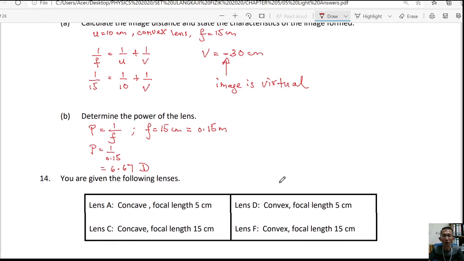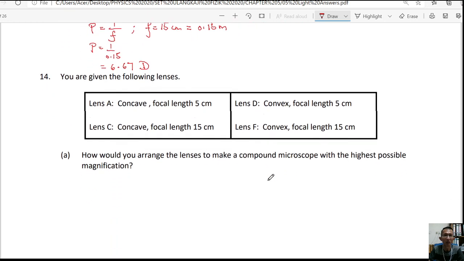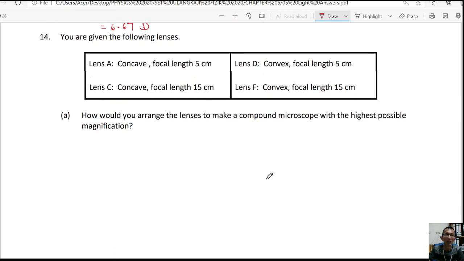Alright, so let's move to question number 14. You are given lens A and lens C, D and F. A and C are concave, D and F are convex. How are you going to make a compound microscope? We want to make a microscope. So remember, for a microscope, we do not use concave, we use convex. So we are going to use D and F.